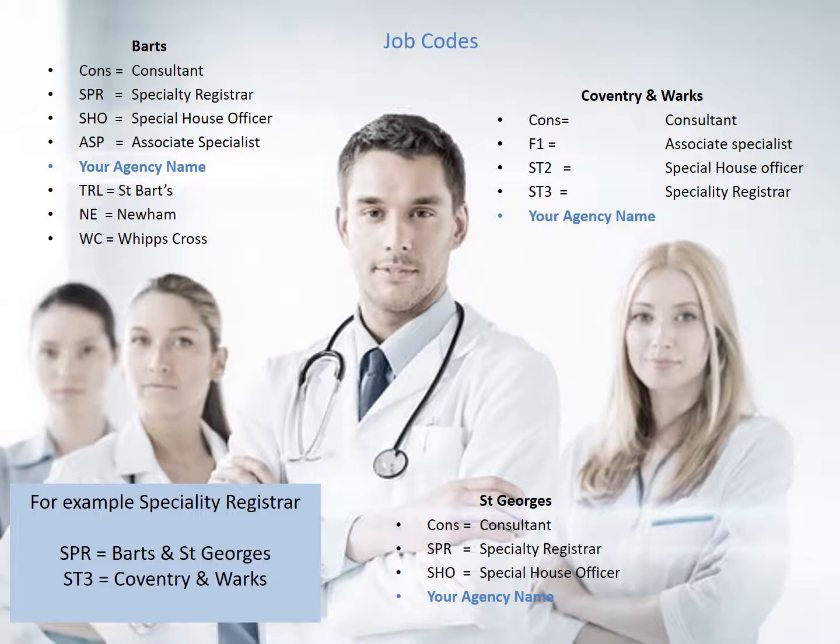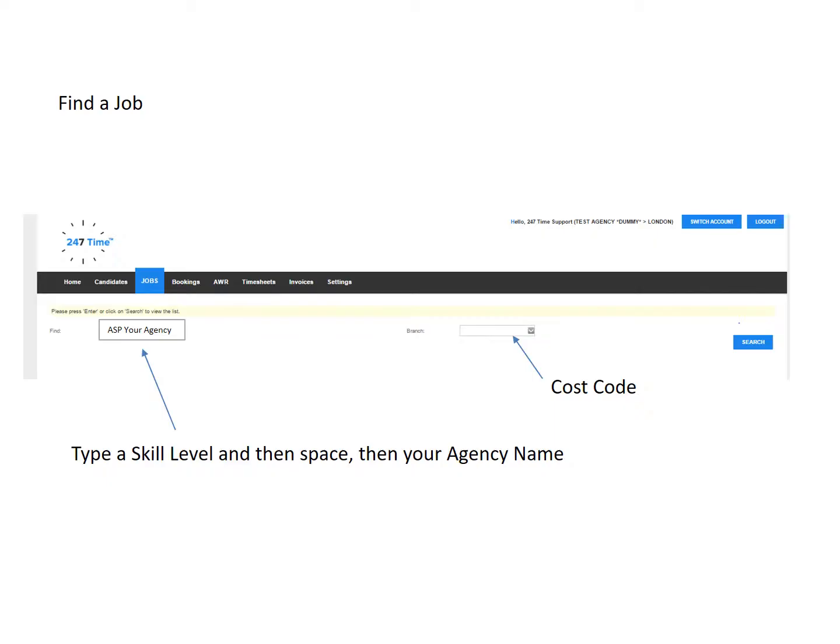So let's have a look and see how you do that in real life. So what you do is click on jobs, type in the skill grade and then your agency name. If the trust has given you the cost code, then you can enter that in here as well, and that will save time because it will narrow down your search. But then you click on search.